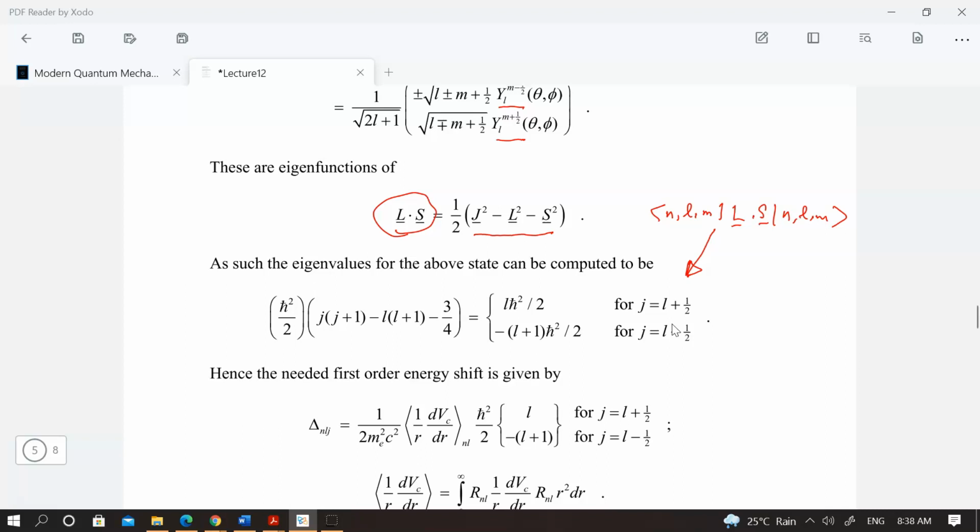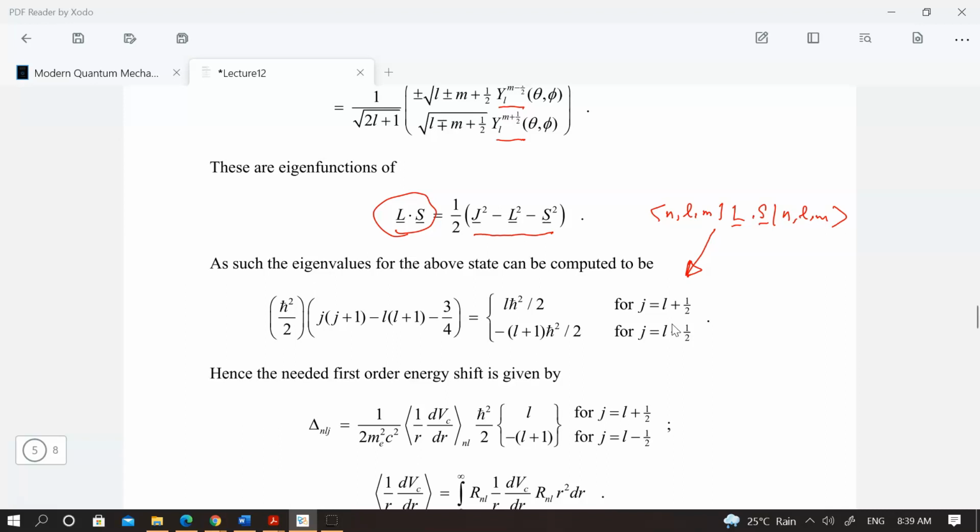For J equals L plus a half, you get L h bar squared on 2. And for J equals L minus a half, it will give you minus (L plus 1) h bar squared on 2.